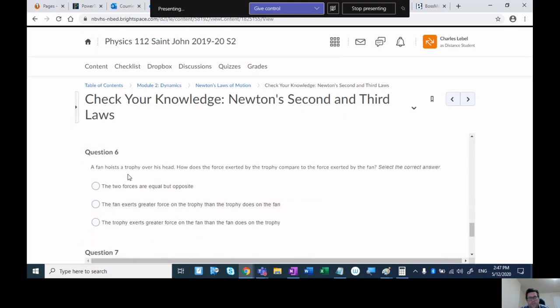A fan hoists a trophy over his head. How does the force exerted by the trophy compare to the force exerted by the fan? They are equal, opposite.